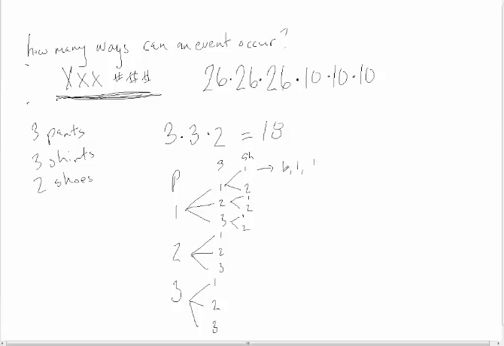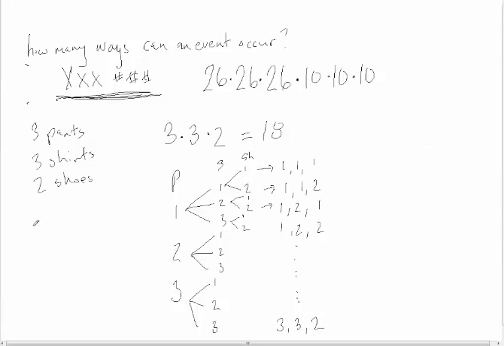So I've got an outfit: pant type 1, shirt type 1, shoe type 1. And then pant 1, shirt 1, shoe 2. I've got pant 1, shirt 2, shoe 1. Pant 1, shirt 2, shoe 2, etc., etc., etc. So I've got all these different combinations, and if we listed them all out down to pant 3, shirt 3, shoe 2, we'd have a total of 18. So that's a basic counting principle.